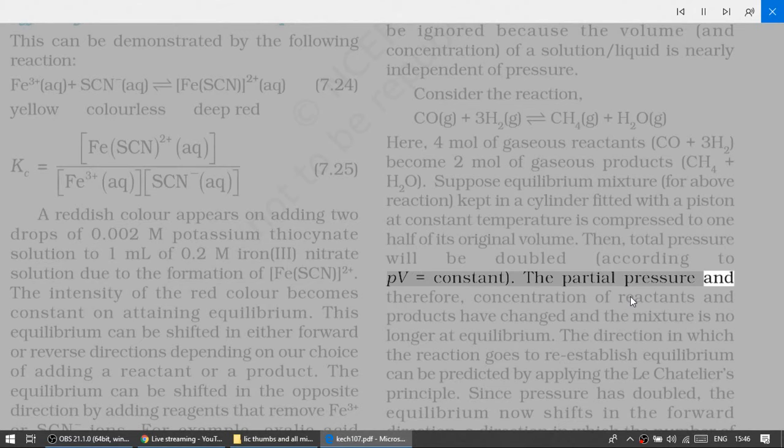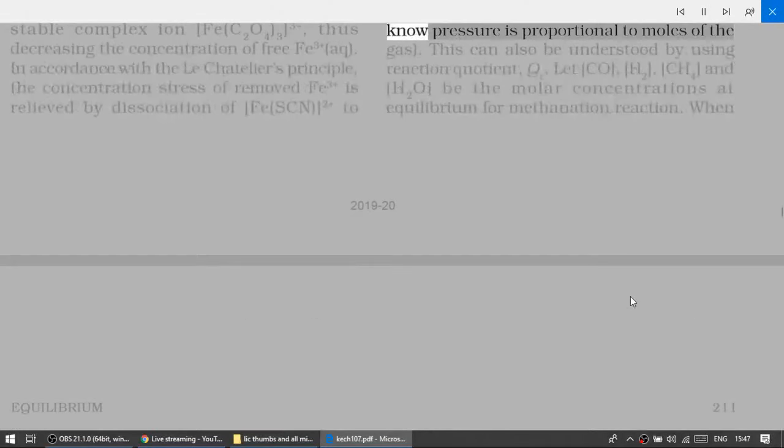The partial pressure and therefore concentration of reactants and products have changed and the mixture is no longer at equilibrium. The direction in which the reaction goes to re-establish equilibrium can be predicted by applying Le Chatelier's principle. Since pressure has doubled, the equilibrium now shifts in the forward direction, a direction in which the number of moles of the gas or pressure decreases. We know pressure is proportional to moles of the gas.